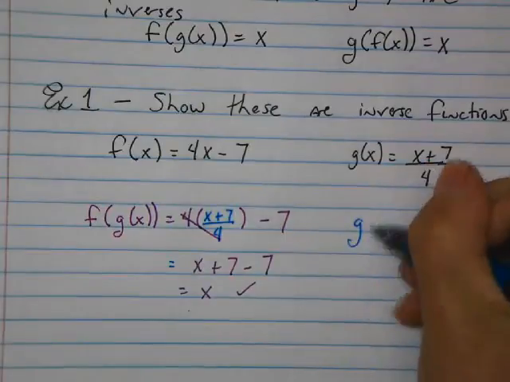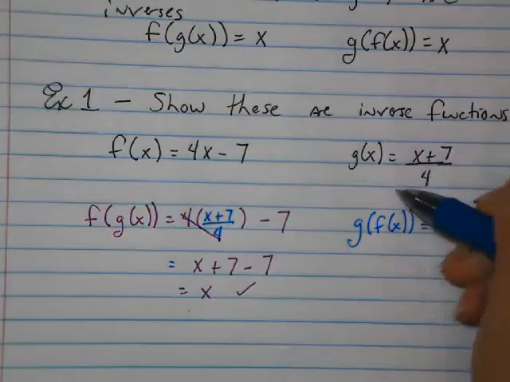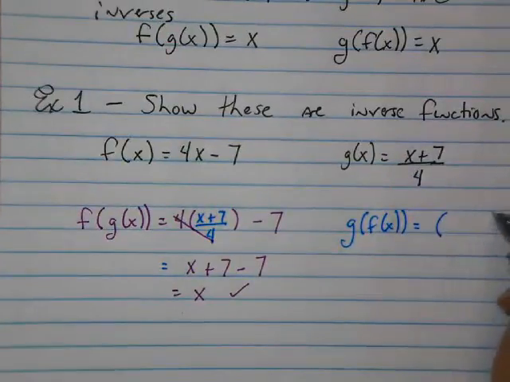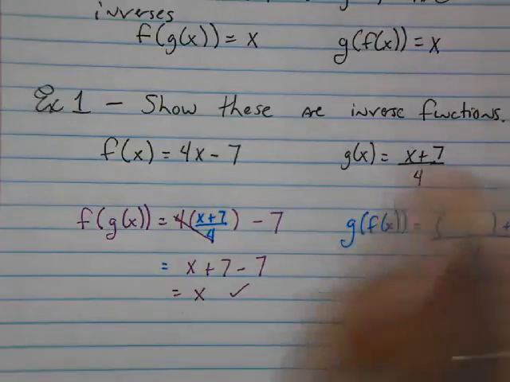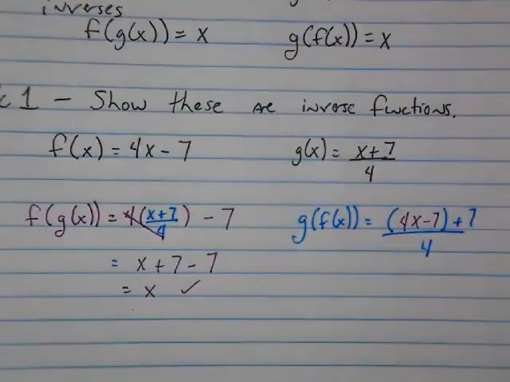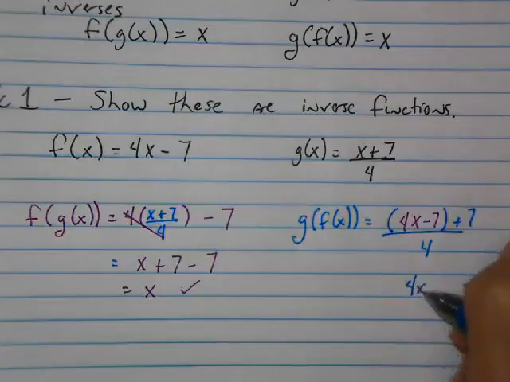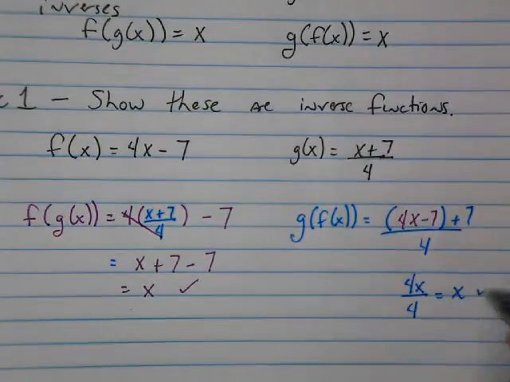Now what we want to do is find g of f of x. So I want to take function g, and where I have this x, I'm going to plug in function f. Alright, and now I'm going to clean it up. So I get 4x minus 7 plus 7 is 4x over 4, which is x. So since they both evaluated down to x, then they are inverse functions. Okay, and that's how you would show it. Alright, so example 1 done.